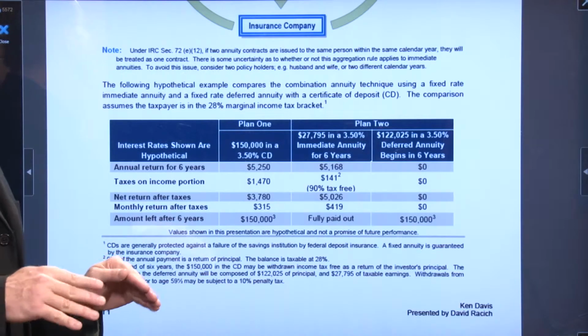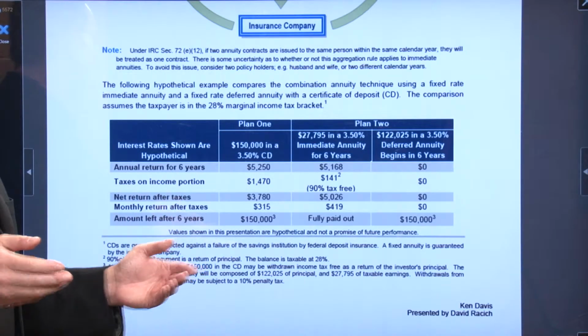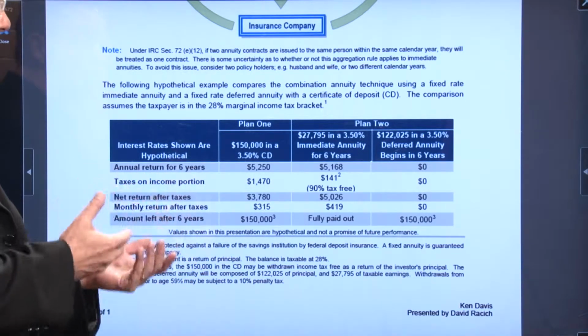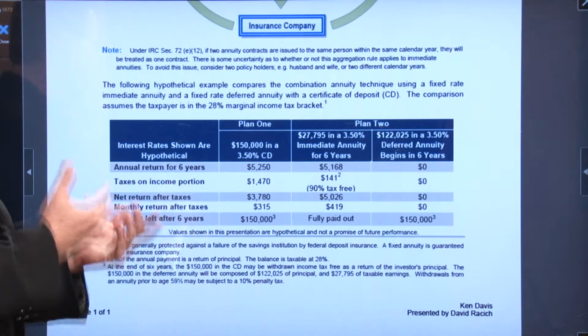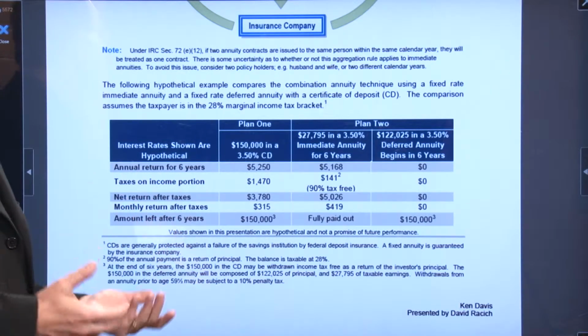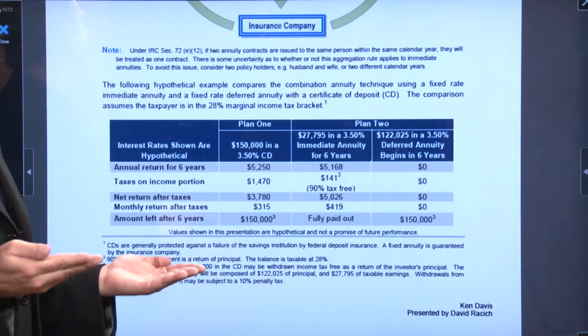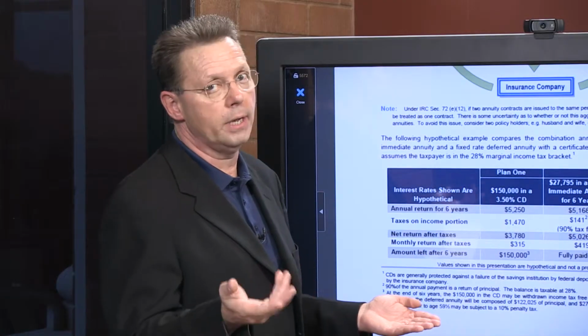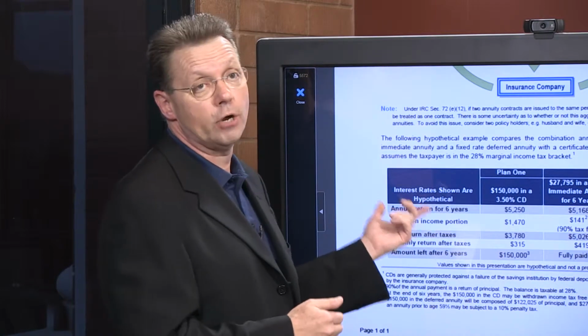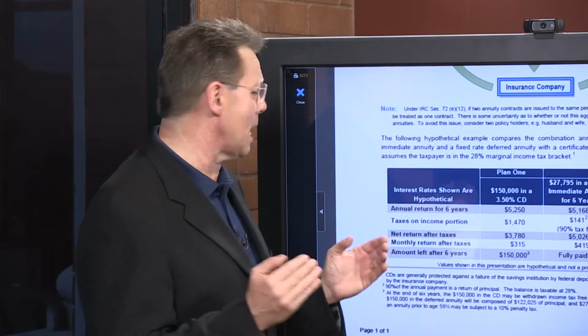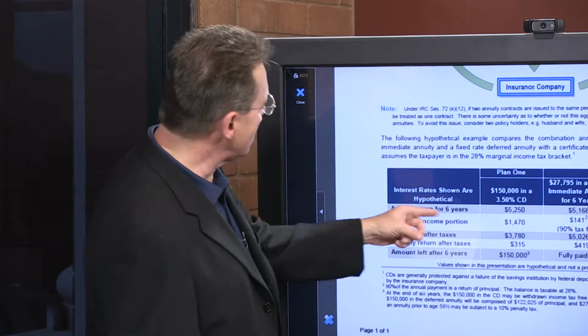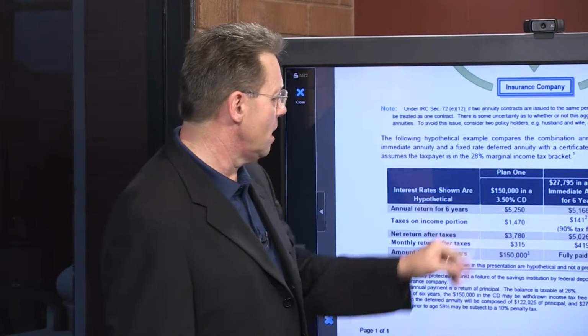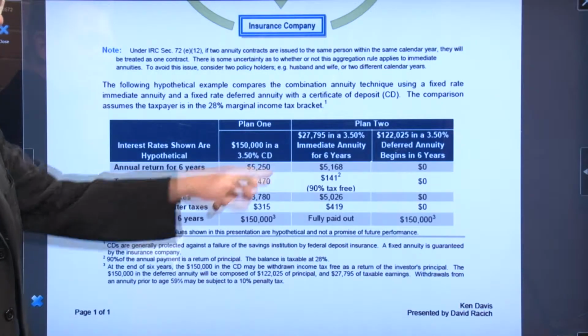Now remember, this is where the power of deferral comes in. In my CD rate, even if they were equal, they're not. Annuity rates are generally higher than the bank, but even if they were equal, the power of deferral, deferring my taxes, and the longer I defer it, the better it is, against paying my taxes every year, that really matters in a combination annuity. So when I look at the annual return for 6 years, I'm getting $5,250.